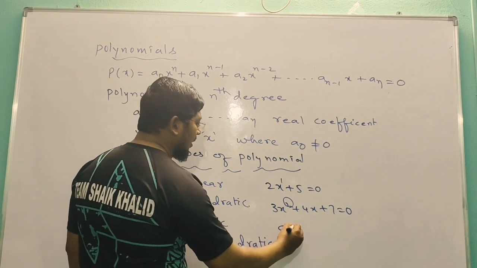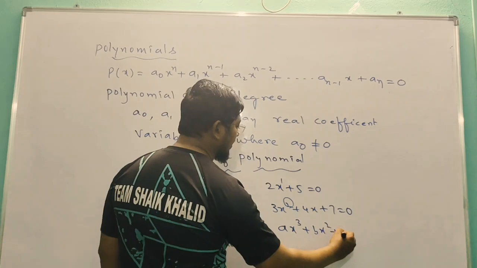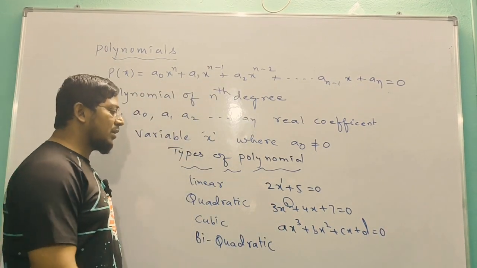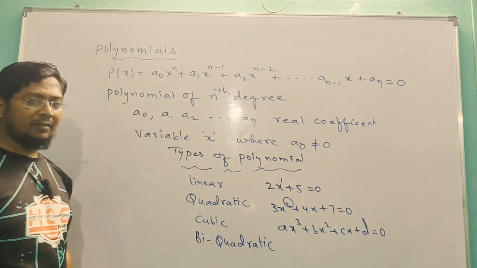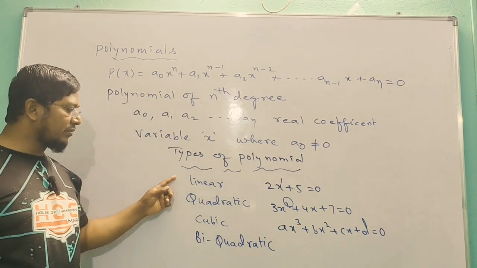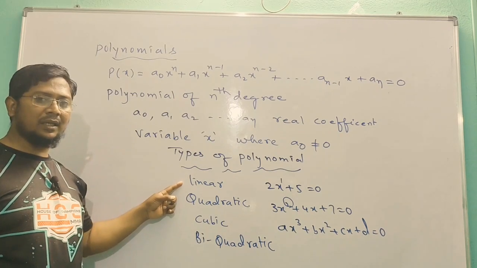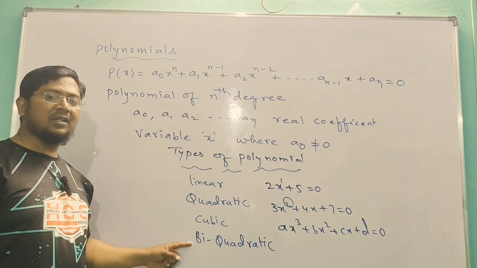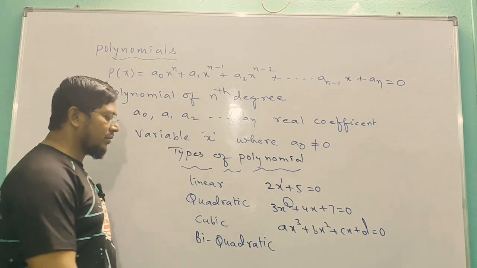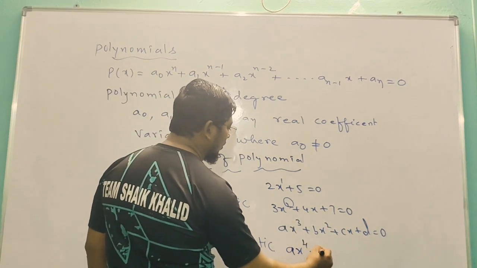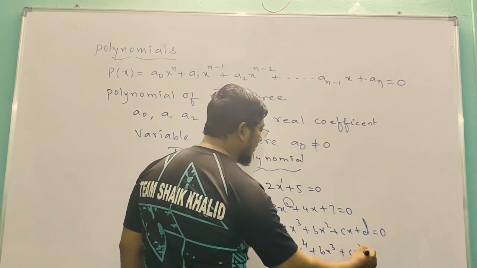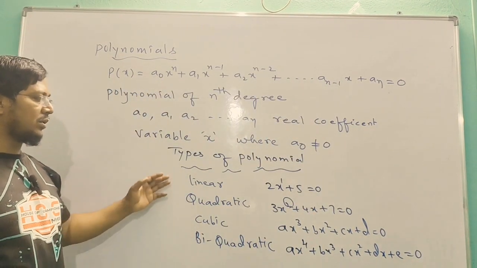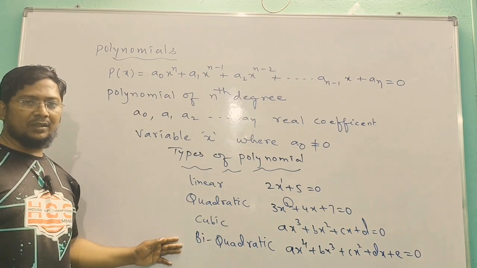Similarly, cubic means ax power 3 plus bx square plus cx plus d equal to 0. This is known as a cubic polynomial, degree 3. Biquadratic means a polynomial of degree 4. So there are 4 types of polynomial here: linear degree 1, quadratic degree 2, cubic degree 3, biquadratic degree 4. We will take one example: ax power 4 plus bx power 3 plus cx square plus dx plus e equal to 0. So these are the types of polynomial.